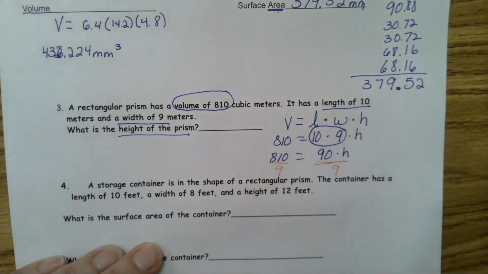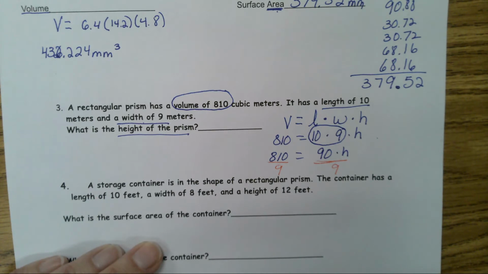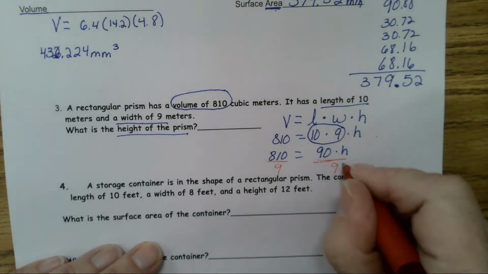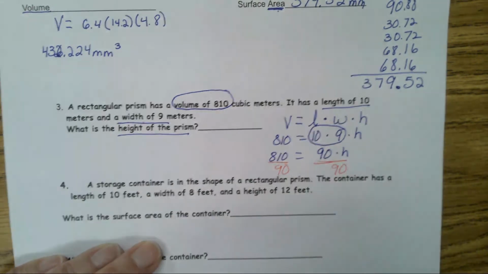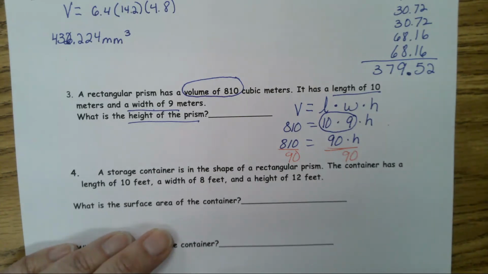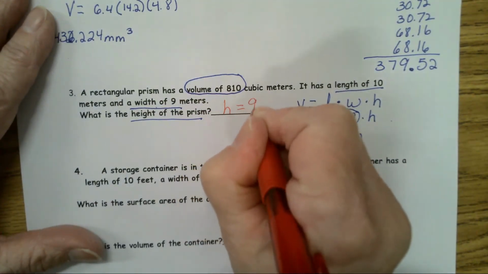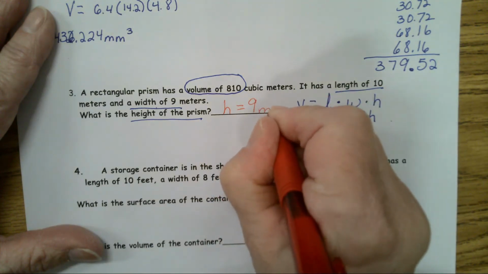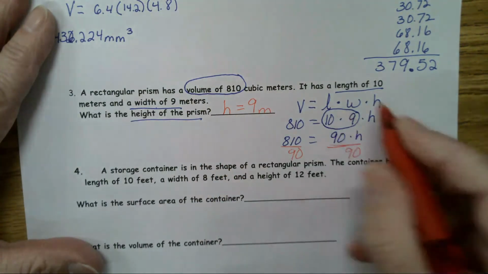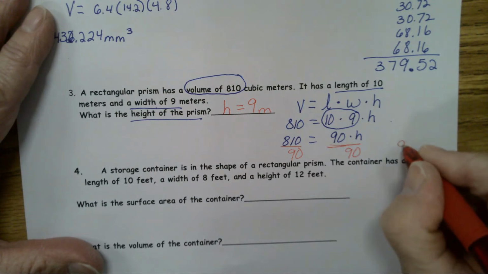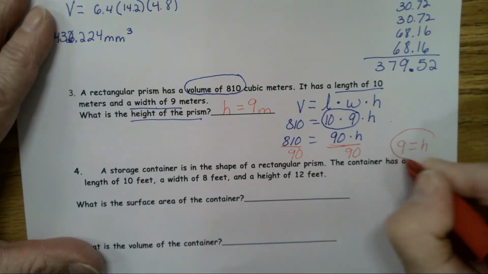And some of you already know what the answer is without dividing. What's 810 divided by 90? 9, that's right. So H equals 9 meters. Okay. So when I get that, I end up with 9 equals H.